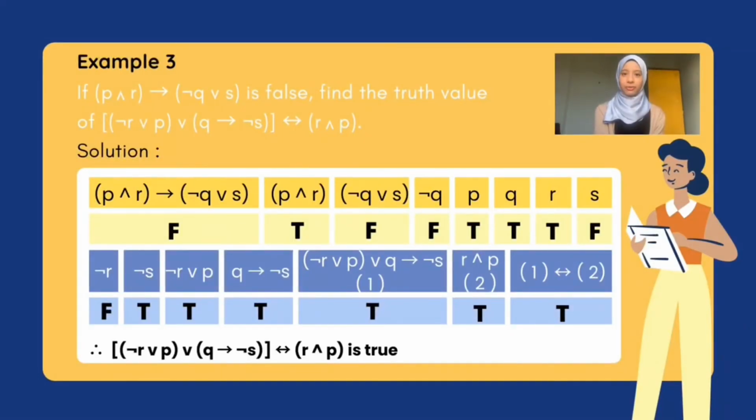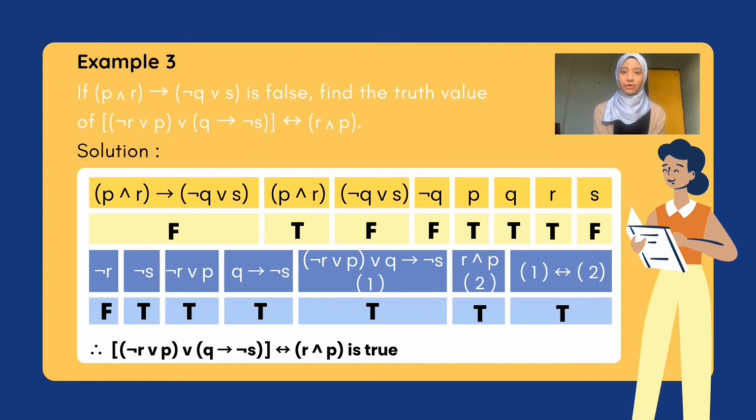Example 3. If P and R implies not Q or S is false, find the truth value of not R or P, or Q implies not S if and only if R and P. The solution: P and R implies not Q or S is false. So from that we can figure out that P and R is true while not Q or S is false. From not Q or S, we know that both not Q and S are false, so we know that Q is true. From P and R, we know that both P and R are true.